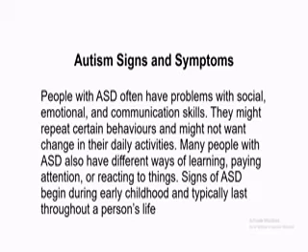They might repeat certain behaviors and might not want change in their daily activities. Many people with ASD also have different ways of learning, paying attention, or reacting to things. Signs of ASD begin during early childhood and typically last throughout a person's life.